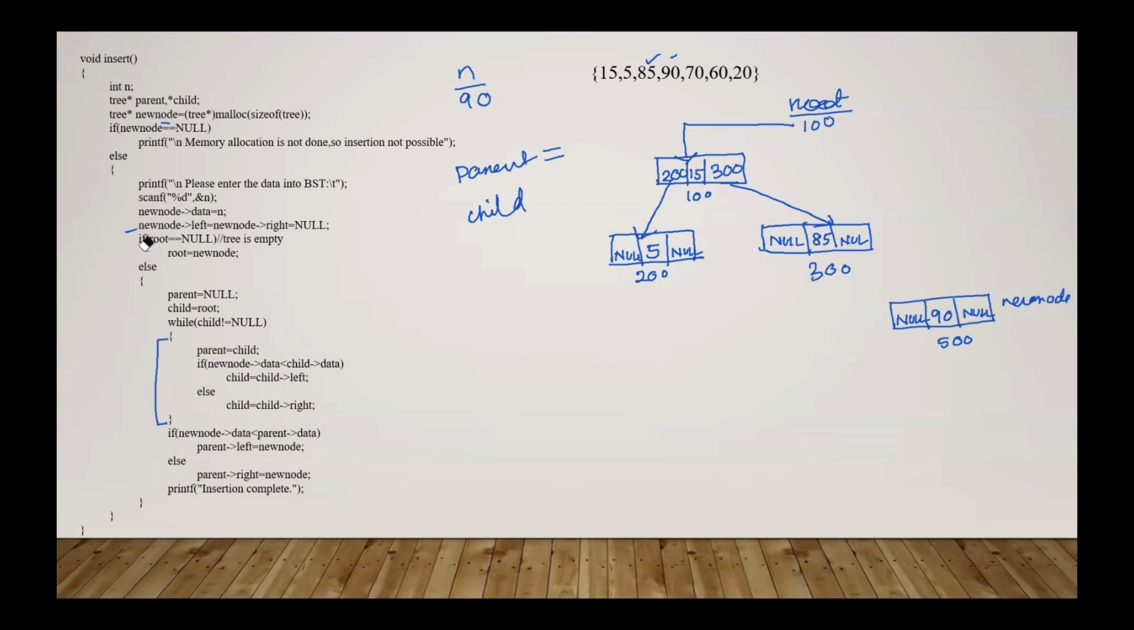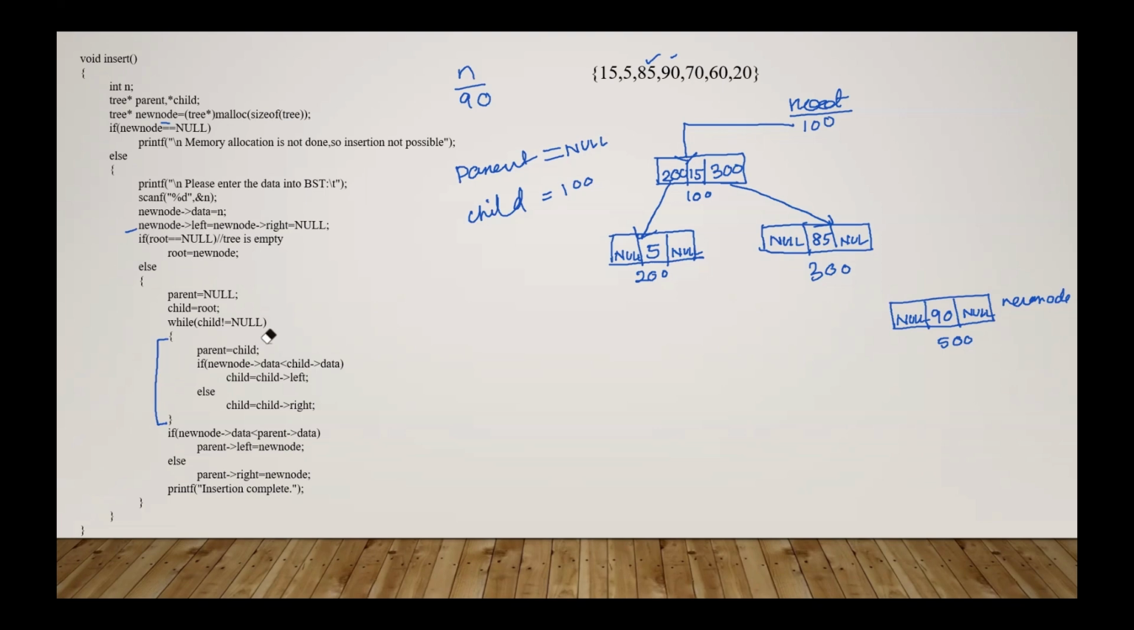This line is over. If root equal to null, what is the root? Root is 100 right now, so this is also false. Then what happened? Parent equal to null. Why do we make this? Because we want to find the proper location. We have to traverse from the root, searching for the proper location. That's why we make the parent null and child the root node.